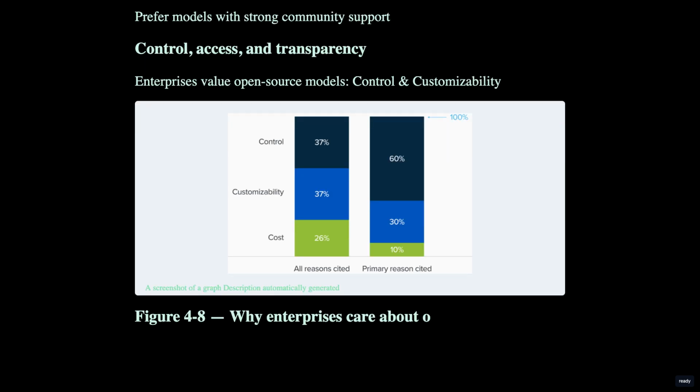This figure summarizes why many companies prefer open-source models. Things like cost control, the ability to customize, and faster internal innovation. We'll examine these motivations so you can understand how they shape enterprise AI strategy.